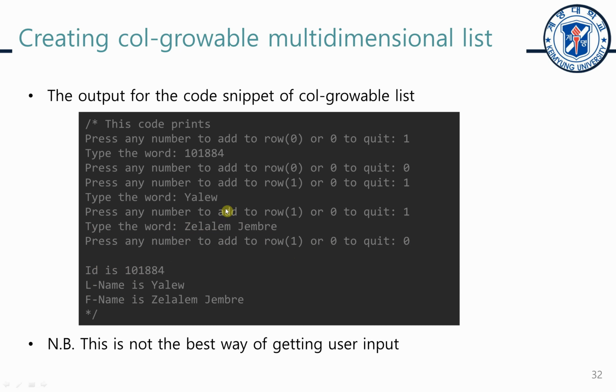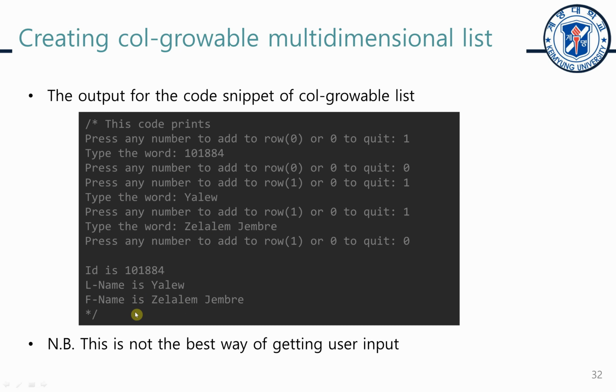I can say row number 0 is for ID, and row number 1 is for first name and last name, or last name and first name. I can assume like this, okay? I can assume that every time the 0 row can be used as ID, and the first row can be used as first name and last name. And then I can print like ID is 11884, and then last name is yellow and first. But this is just to show you an example of row and column, okay?